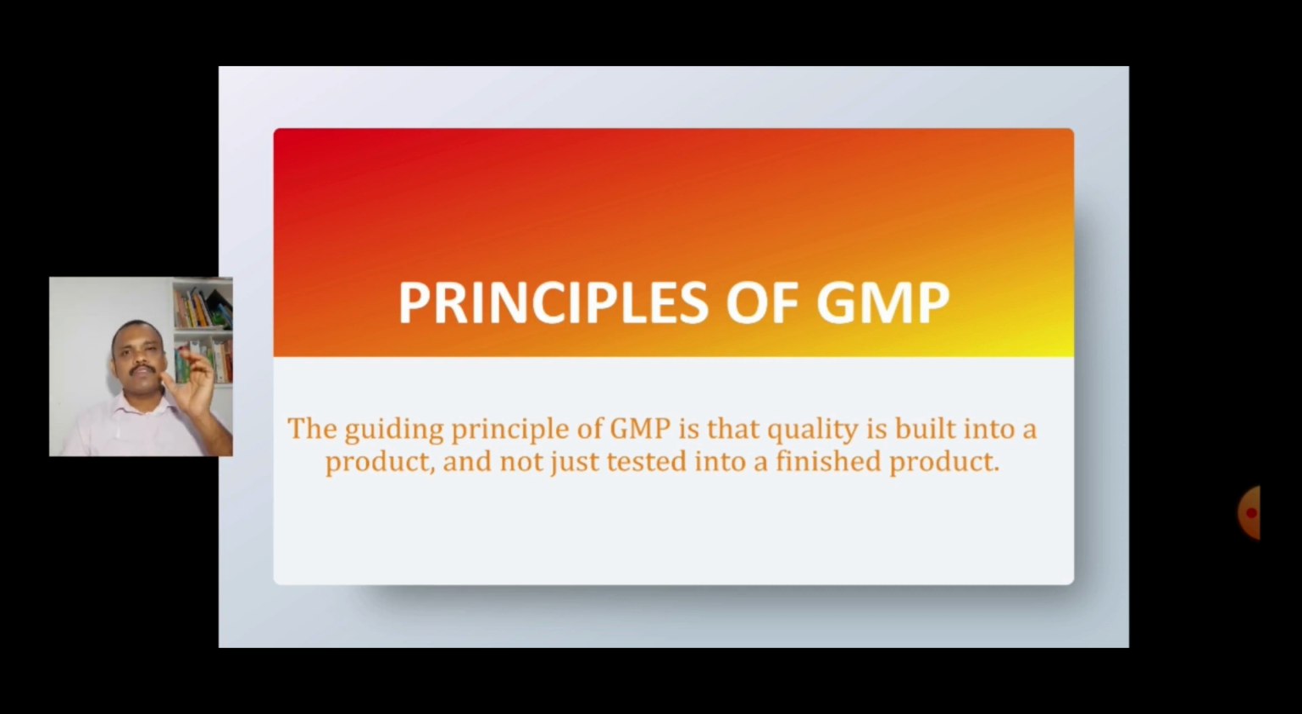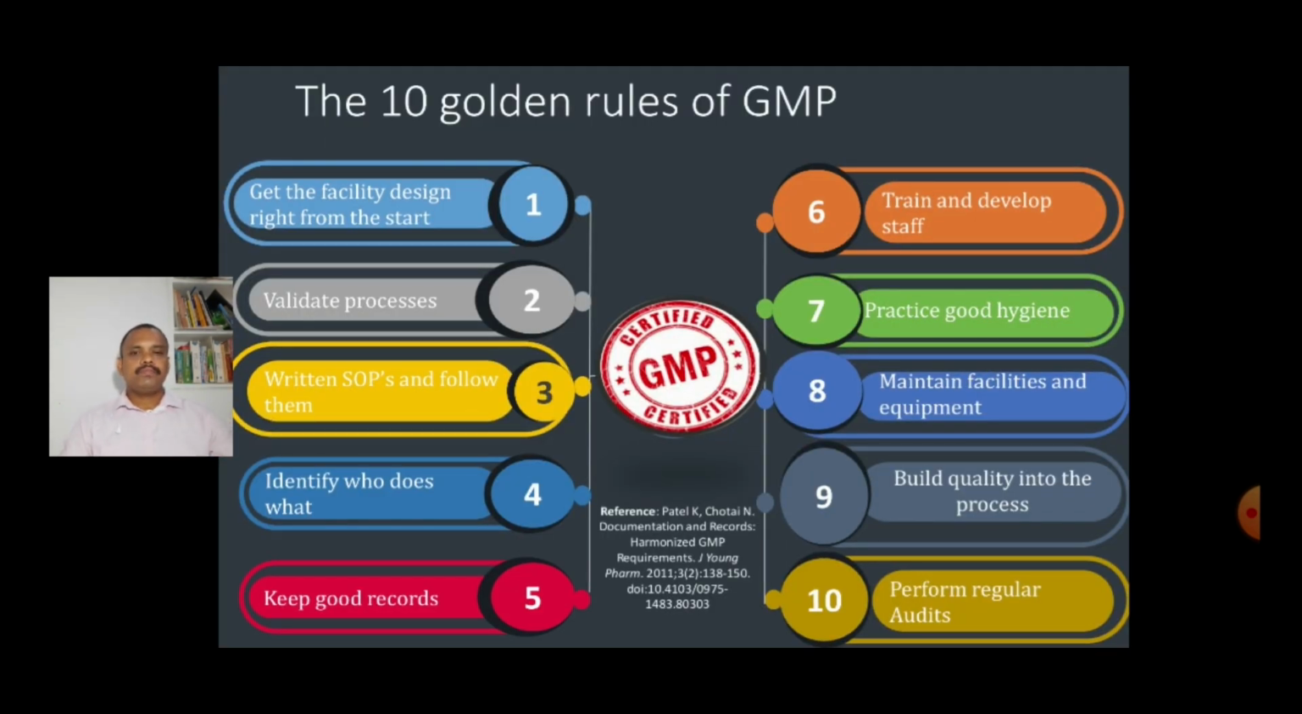In the next slide, first we will see which are the 10 golden principles of GMP, and in the coming slides we will try to elaborate each of the principles. So these are the 10 golden principles of GMP. We will start with the first one. Get the facility design right from the start. So it is talking about the first and major requirement, that is the facility design. You need to have the facility for your production, the instruments, the equipment, and other premises required for the production. That is the first major important thing.